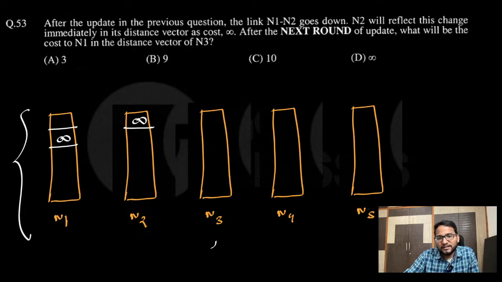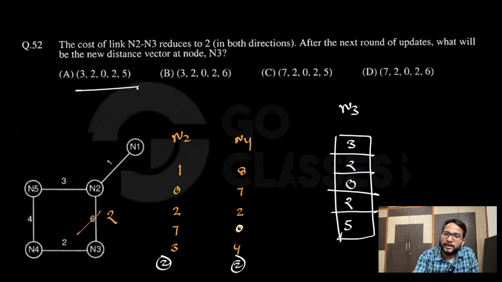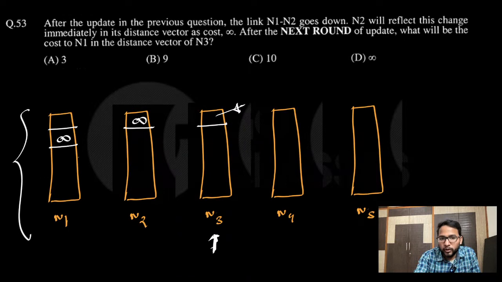What will be the cost to n1 in the distance vector of n3? They have asked the same thing, only the n3 vector, and just one of the entries. They have reduced your task, they just want one entry. The first step is that you do the previous question completely, not just for n3, you have to do it for n1, n2, n3, n4, n5, and then you do the infinity change. Then you have one more round and then you calculate this. Those are all the steps you have to do for this particular question.